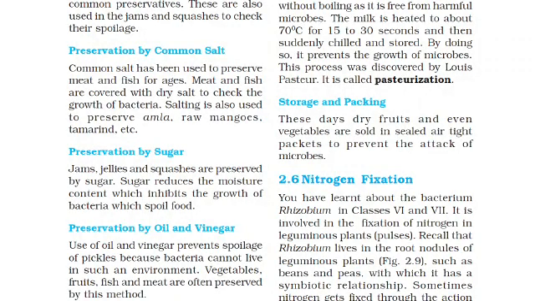Jams, jellies and squishes are preserved by sugar. What is the role of sugar? Sugar reduces the moisture content, which inhibits the growth of bacteria that spoil the food. It decreases the growth of bacteria, so the food does not spoil.